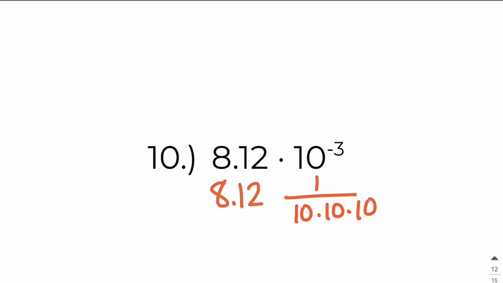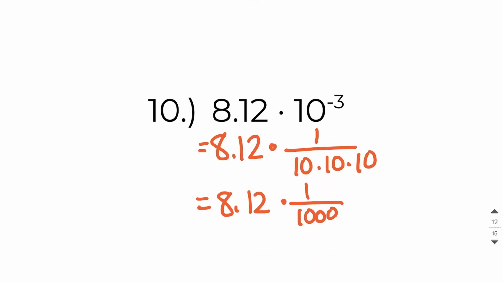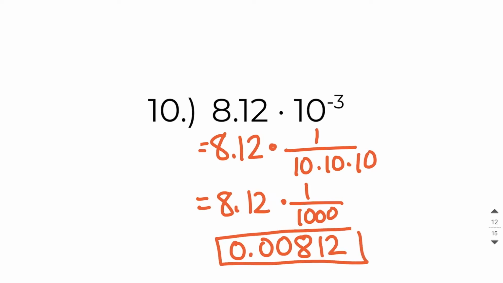In number 10, we have 8.12 times 10 to the power of -3. So because it's a -3, that means that this is 1 over 10 times 10 times 10. So here I've got 8.12 times this. So what I have here is 8.12 times 1 over 1,000. So right here, this would be in the thousandths place. So here I've got tenths place, hundredths place, thousandths place, and then I would just put this 1, 2 to tag along.